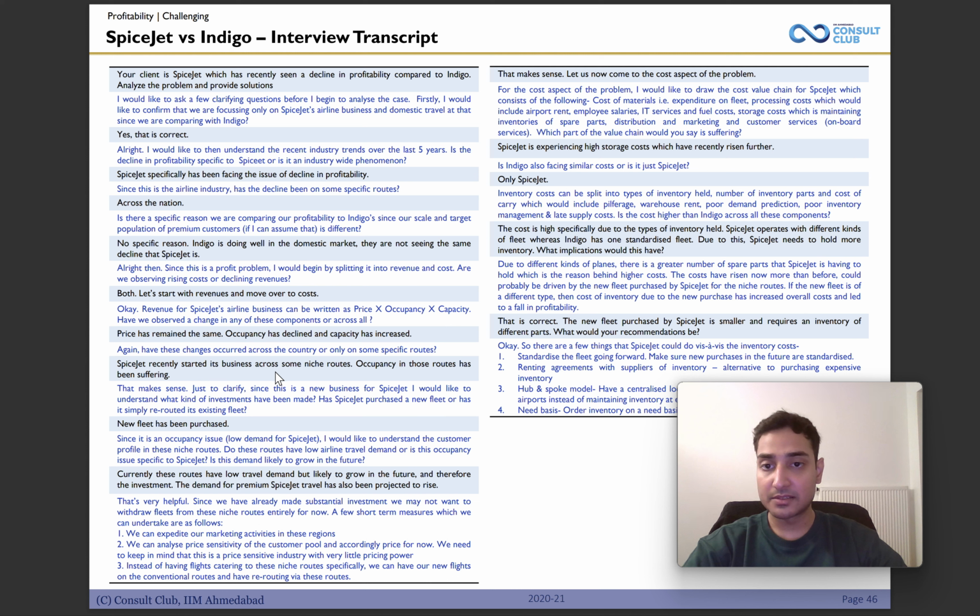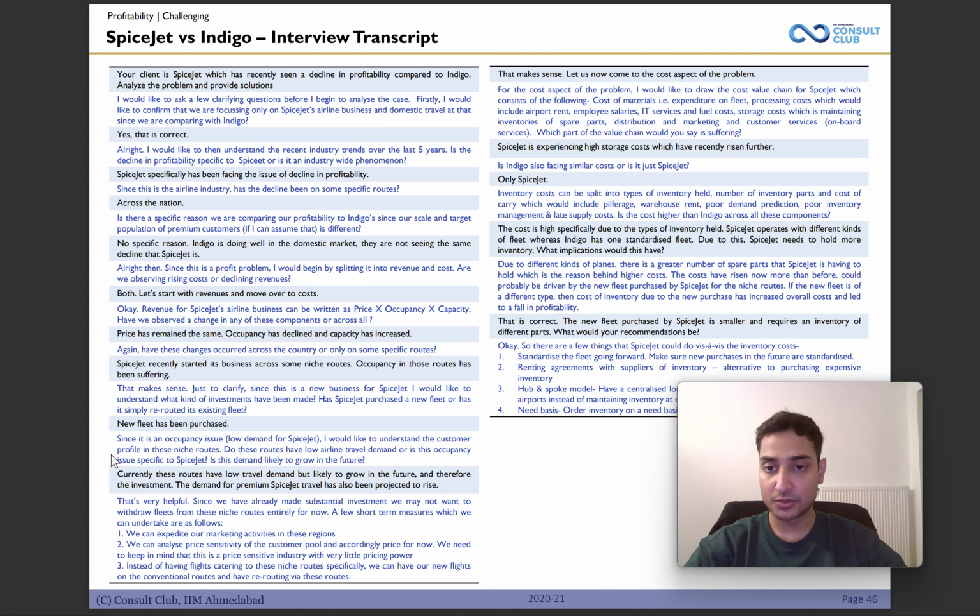SpiceJet recently started its business across some niche routes. Occupancy in some routes has been suffering. That makes sense. Just to clarify, since this is a new business for SpiceJet, I would like to understand what kind of investments have been made. Has SpiceJet purchased a new fleet, or has it simply rerouted its existing fleet? New fleet has been purchased.